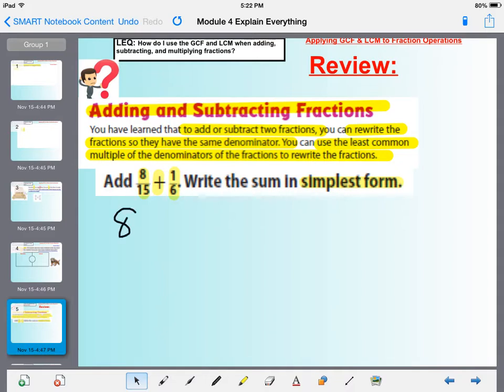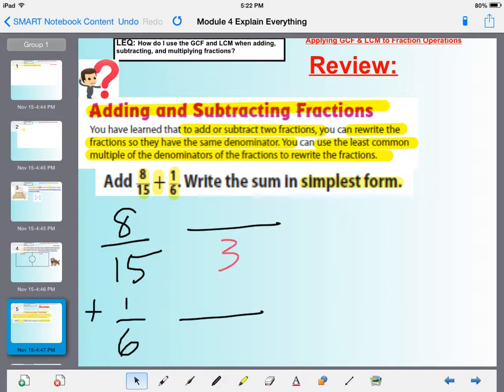So if I have 8/15, and I've told you guys if you're adding or subtracting fractions with different denominators, set them up vertically, and that way it's easier to set it up. Plus 1/6, and we're going to go ahead and think about the least common multiple between 15 and 6. And what I like to do is I always like to start with the higher number. So I'm going to start with 15 and I'm going to go, okay, well 15 is not going to work because nothing times 6 is 15. So let me go to the next multiple of 15, which is 30. 30 will work, and so that's going to be my new denominator.